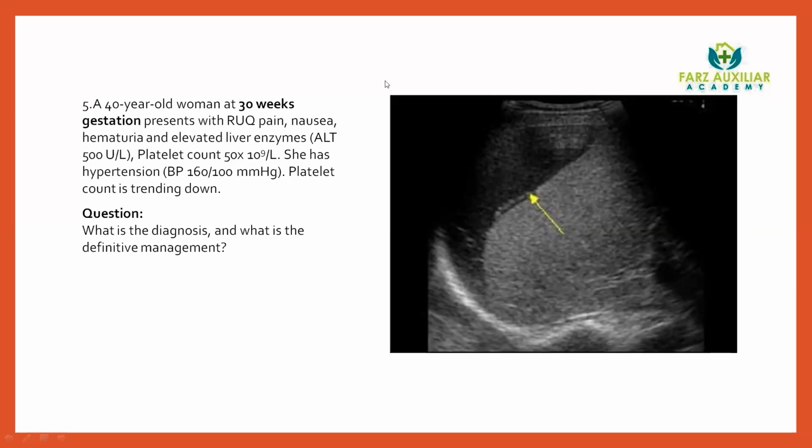It looks like HELLP syndrome, and this is a hepatic hematoma, like hepatic rupture. Bleeding around the liver. It's definitely a hematoma. Subcapsular.